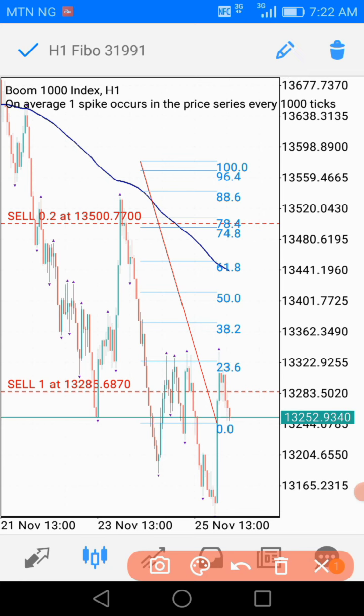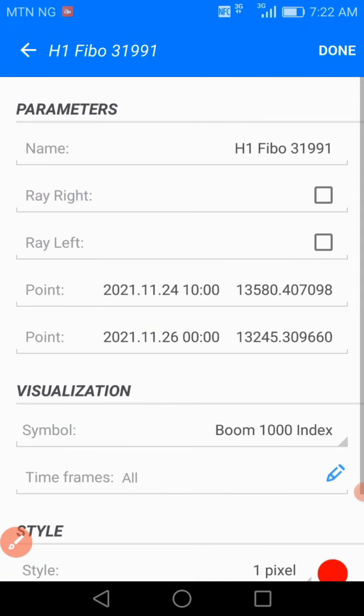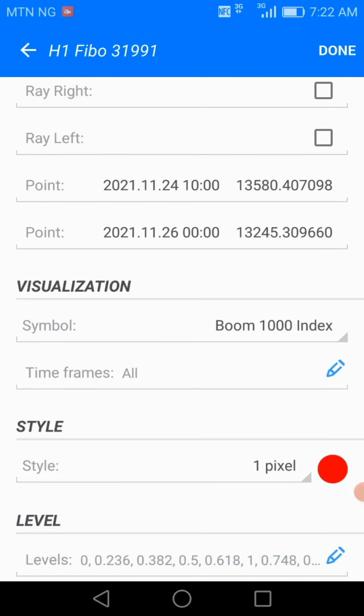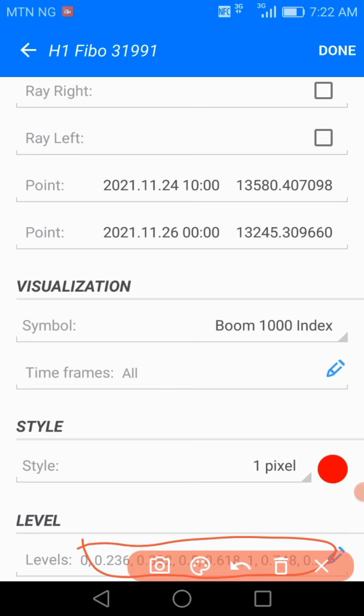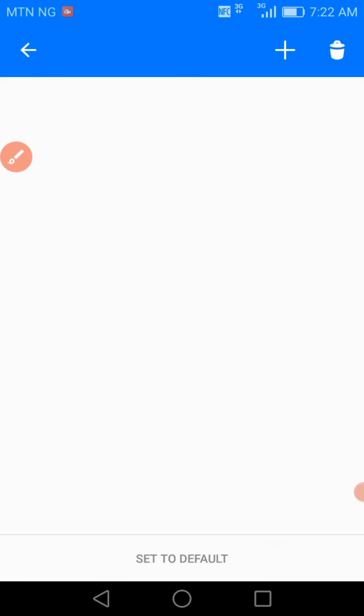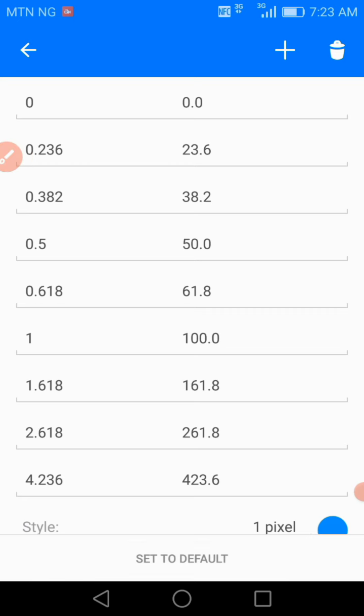That's why you're going to click. When you long press, you click on it, then it will bring you to this place. Take a look at this place, okay? Now you click on it, you will see set default. So you are going to click on set to default. You click on this place, then look at it, it will appear this way.